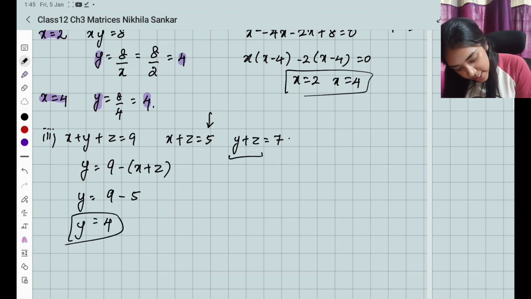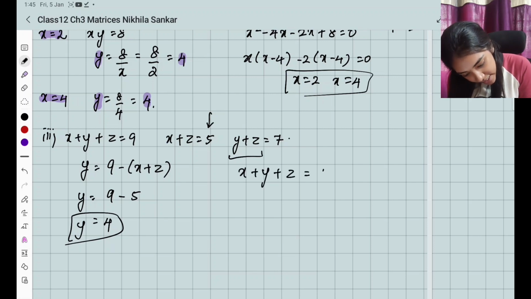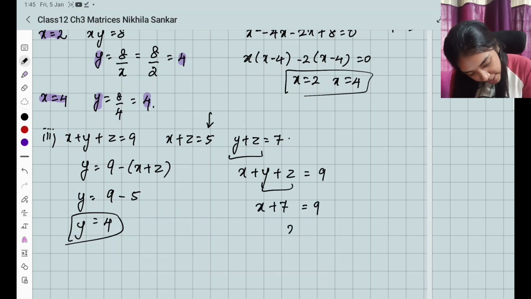Now from this I have y plus z equals 7. So x plus y plus z equals 9. Y plus z is 7, so I have x plus 7 equals 9. So x is equal to 9 minus 7, which is going to be 2. So the value of x is found to be 2.